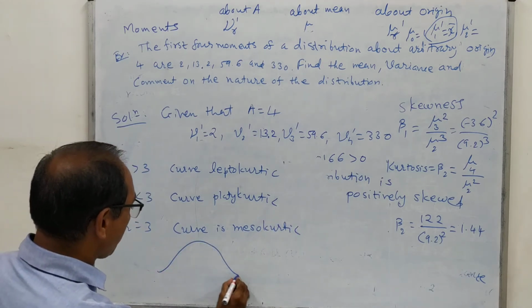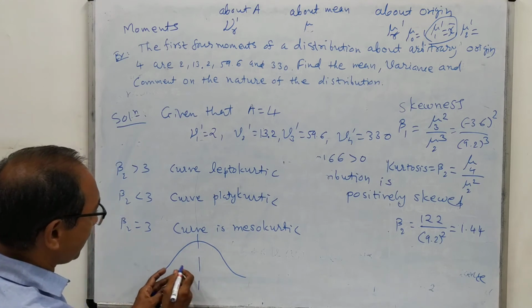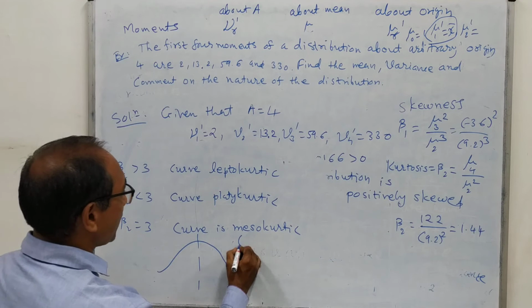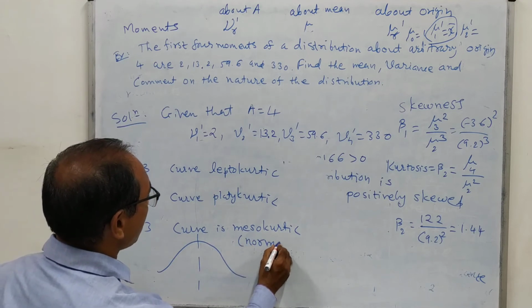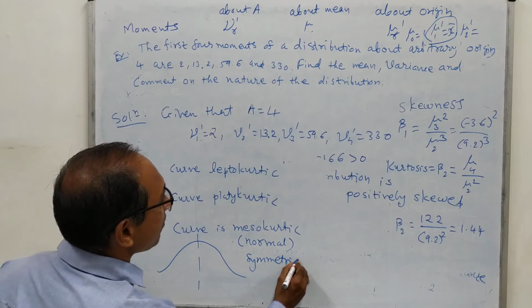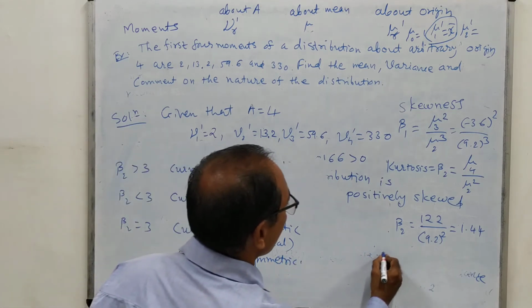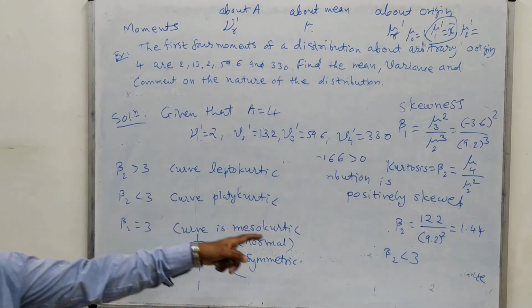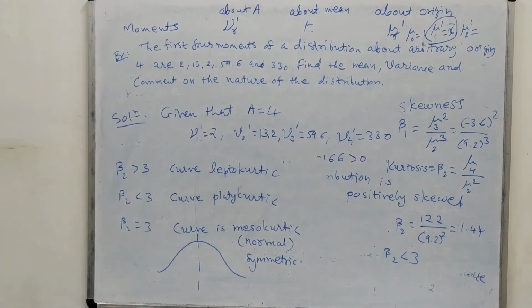That means this kind of curve we can get from the center. We can get the same kind of curve on both sides. So we can also say that the curve is normal sometimes, or symmetric. So here we can see that our beta 2 is less than 3. So we say that the curve is platykurtic.